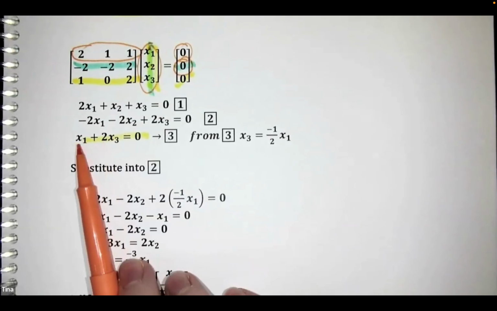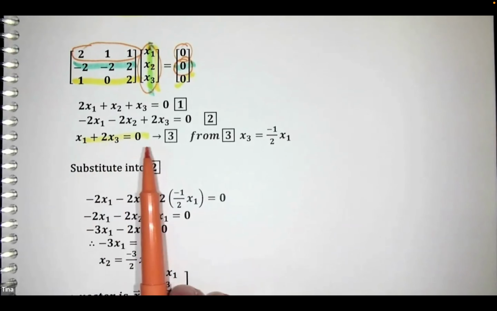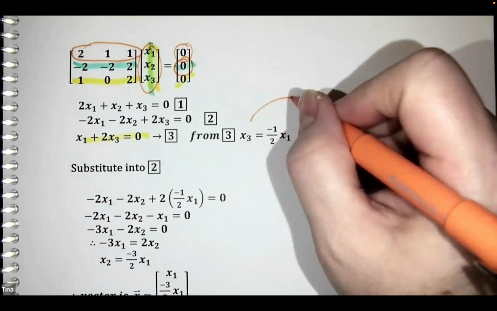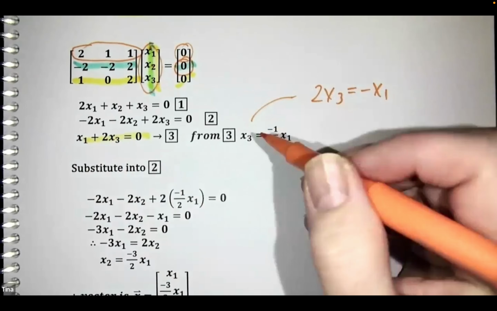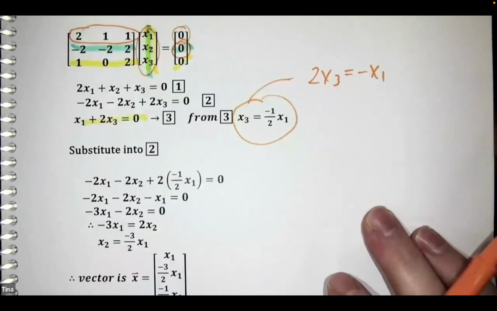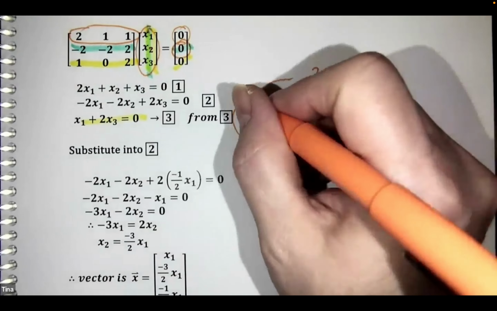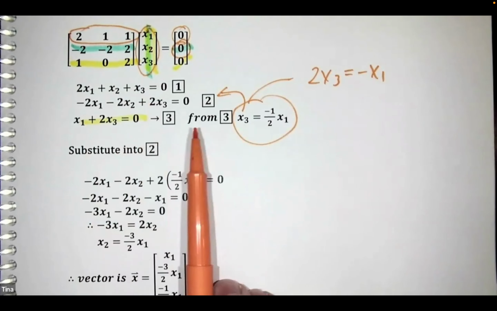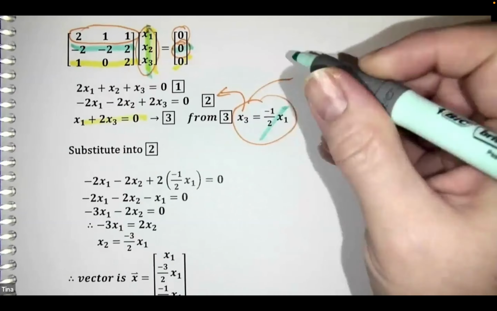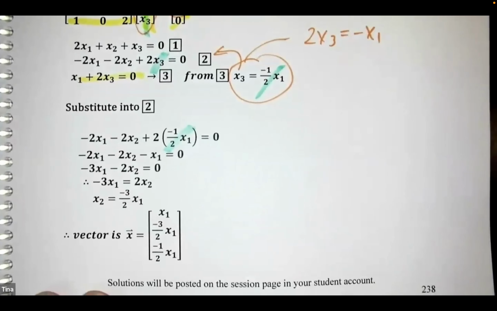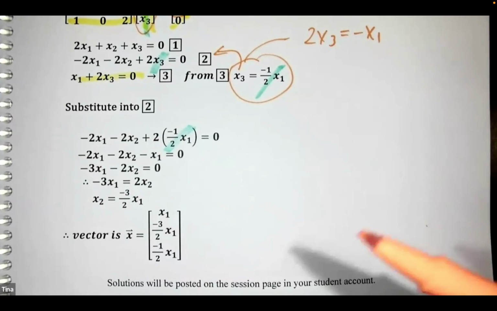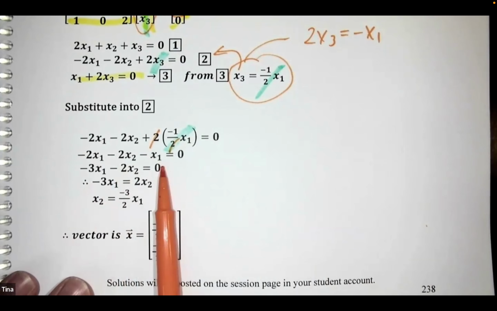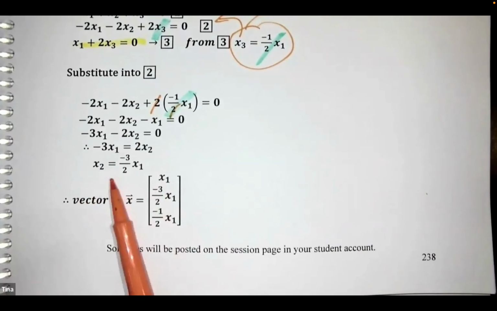So how do we solve it? Well, this one's probably the easiest one because it only has 2 variables. So we could move this across and say 2x3 is negative x1. So then x3, divide both sides by 2, is negative a half x1. And then I can sub this back into here. So I've got this equation, negative 2x1 minus 2x2 plus 2x3, but I'm going to put the x3 right here as negative half x1. So now I can multiply this out and collect my like terms. And I've got negative 3x1 is, if I bring that across, 2x2.